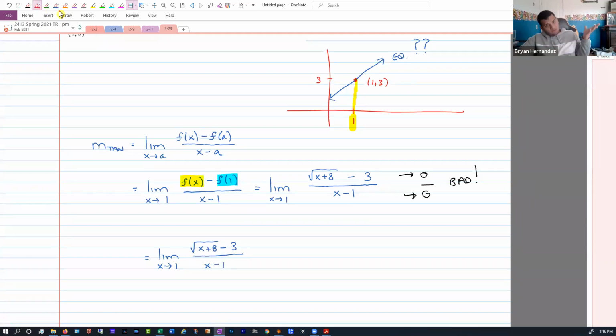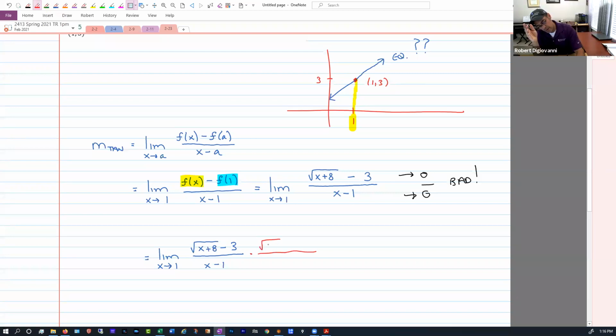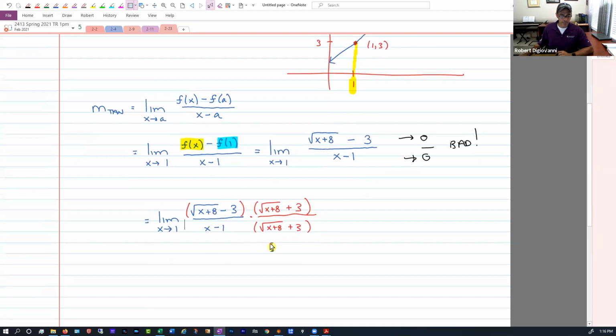So I'm going to multiply the top and bottom of this by the conjugate, which is square root of x plus 8. Instead of minus 3, I'm going to do plus 3, and then square root of x plus 8, and then plus 3 on the bottom. And I'm just going to slap those in parentheses. And then I'm going to slap the numerator over here in parentheses. And I'm doing that because I have to FOIL out the top.